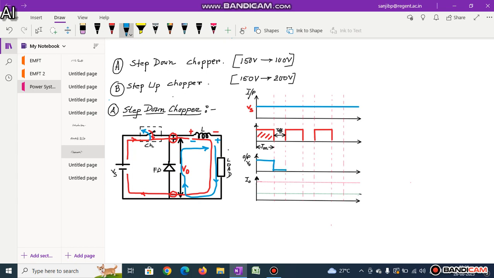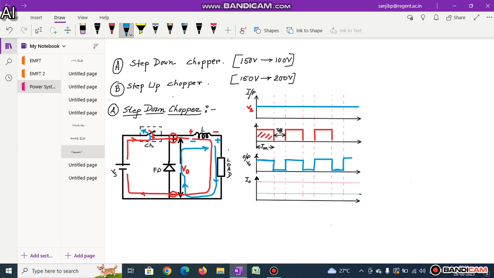Next, when the switch is on once again, you will get the voltage, as before. Next it will be off, next it will be on, next it will be off. So this is the V0 voltage waveform, or you can say the voltage in a chopping form. That's why it is called a chopper. Here the output voltage is in this pattern.